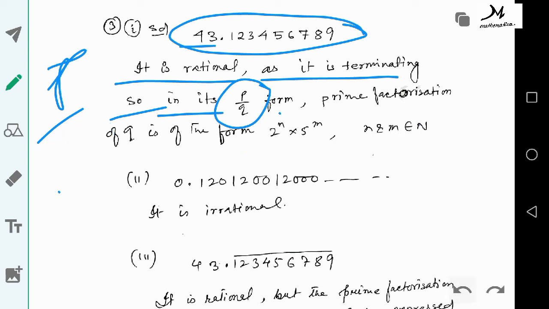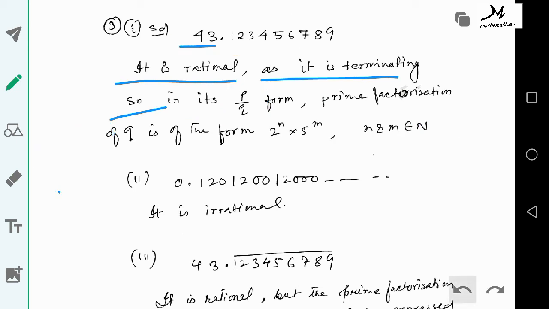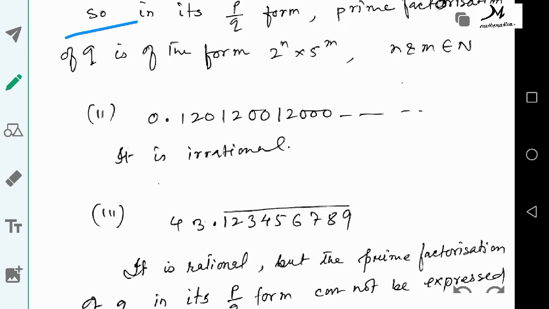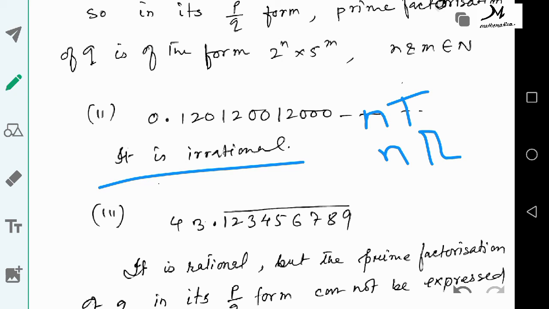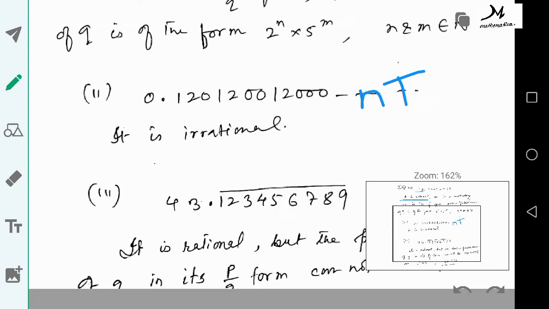The next one, here you see 0.120, then 1200, then 12000. It is not repeating in a regular manner. Here you see first 120, then 1200 and 12000. That's why it is non-terminating and non-recurring. That's why it is irrational. Now the next one.